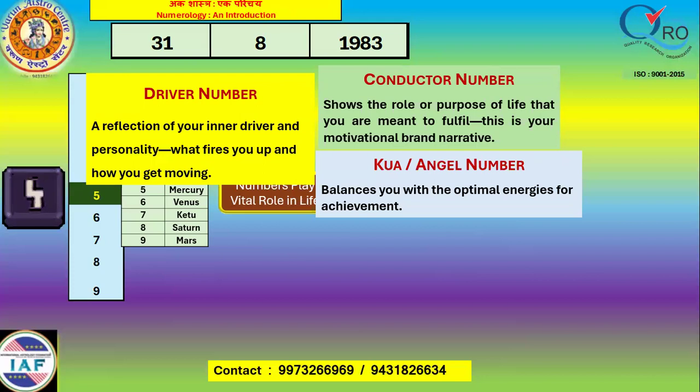Conductor number, which is the sum total of the date, month, and year, shows the role or purpose of life that we are meant to fulfill. This is our motivational brand narrative. The angel number is calculated from the year only. The digits of the year are summed and converted into single digit. This number is subtracted from 11 for the male and added to 4 for the female.